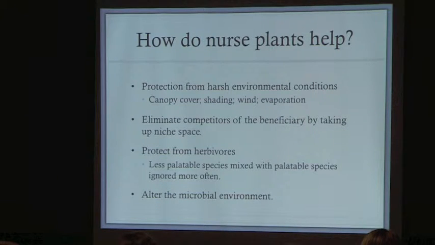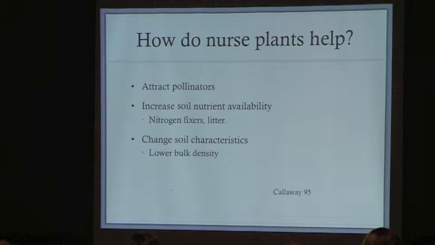They've been shown to offer protection from herbivores. There are some studies showing that more palatable species of plant grown in mixtures of less palatable species are actually ignored more often than palatable species grown on their own. They can alter the microbial environment. They can attract pollinators to their beneficiaries. They've been shown to increase soil nutrient availability, as an example if a nurse plant is a nitrogen fixer, or they can also increase nutrients by litter fall from the canopy. And they've been shown to change soil characteristics.